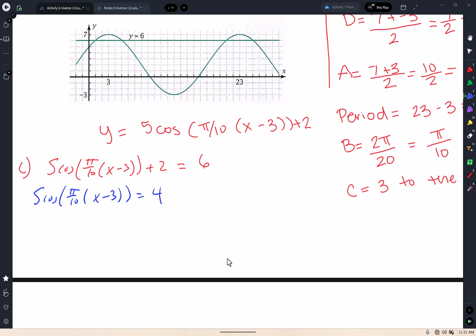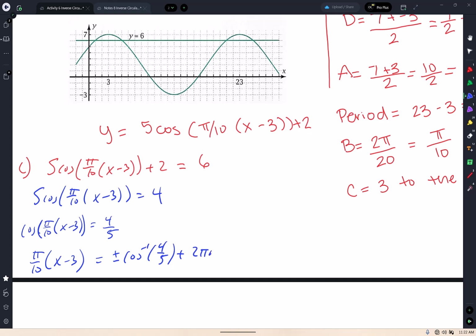What's my next move? Yeah, divide by 5. I'm trying to go kind of fast because we're getting pretty close. Cosine of (pi over 10)(x minus 3) equals 4/5. How do I get rid of that cosine? Don't say multiply. Just say either arc cosine or inverse cosine. So here we go: (pi over 10)(x minus 3) equals plus or minus arc cosine of 4/5, plus 2 pi n.